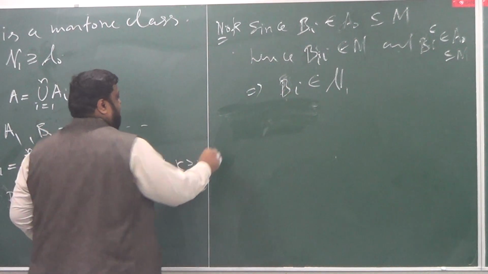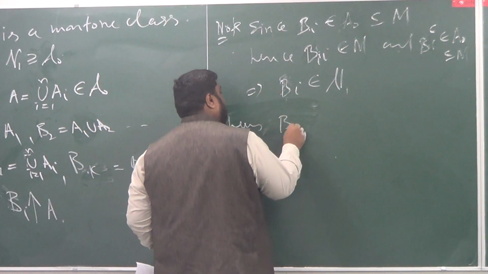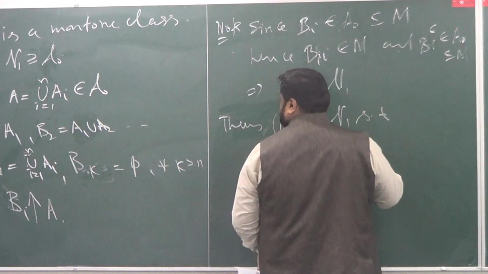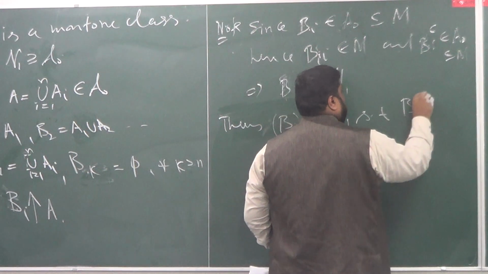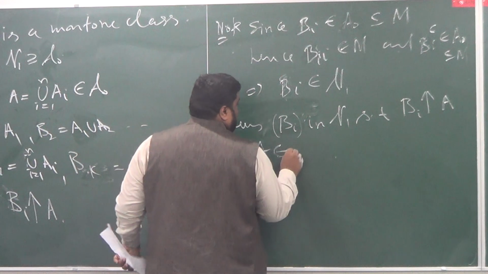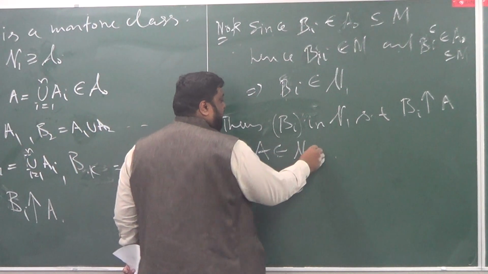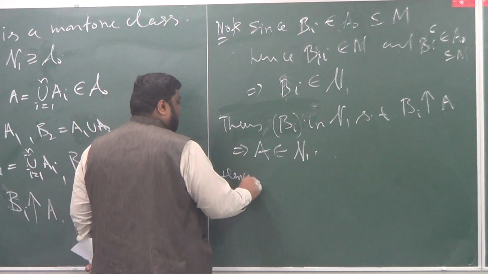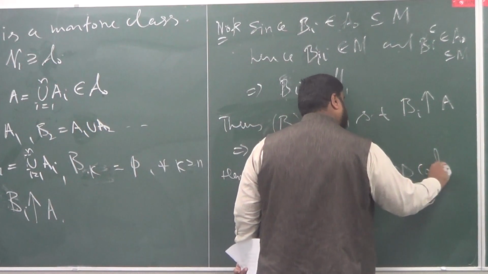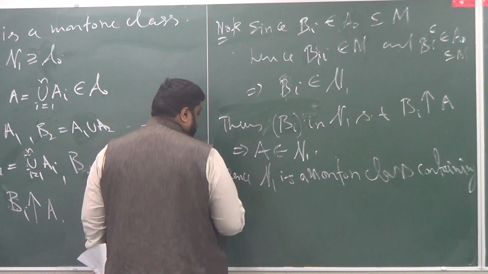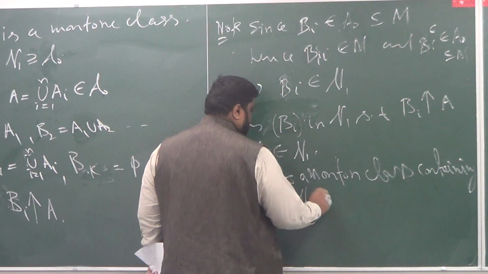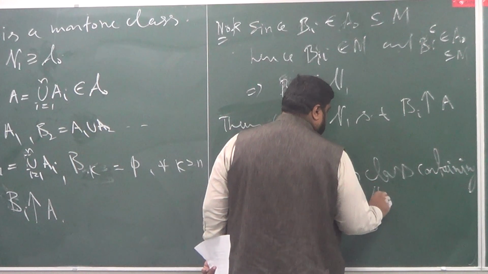Thus, what we concluded is that I have found an increasing sequence in N1 such that B_i increases to A. And since N1 is a monotone class, this A, which is in calligraphic A naught, must also be in N1. Hence, I would say that N1 is a monotone class containing A naught. So N1 must contain M, and M contains N1 by definition.